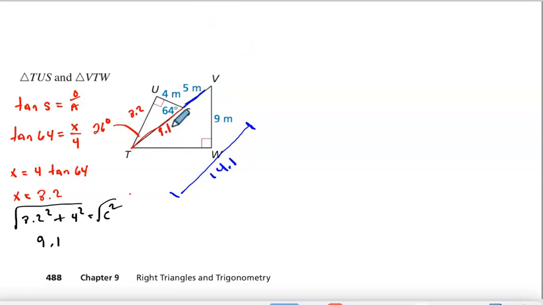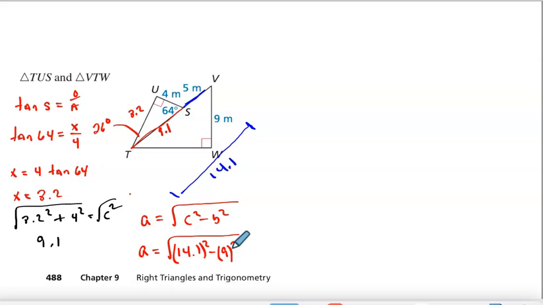Which means then we could get WT. So 14.1 is the hypotenuse, PW is a leg, so this is where I'm going to use a equals the square root of c squared minus b squared. When you have a leg, use this formula. When you have 2 legs, then you can use this one. So the square root of, it's easy enough, 14.1 squared minus 9 squared.